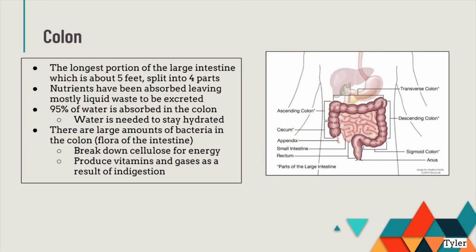The colon is the longest portion of the large intestine, reaching about 5 feet, which is then split up into 4 different parts: the ascending colon, transverse colon, the descending colon, and the sigmoid colon, which is the end. By this time, nutrients have been absorbed, which leaves mostly liquid waste to be released. While there are different nutrients being absorbed, the most relevant one is water, with 95% of it being absorbed. This is very important because water is used in many different ways, such as intestinal juices and bile. If it were absorbed too early, we would become dehydrated, whereas if there was not enough water reabsorbed at the end, it would result in diarrhea.